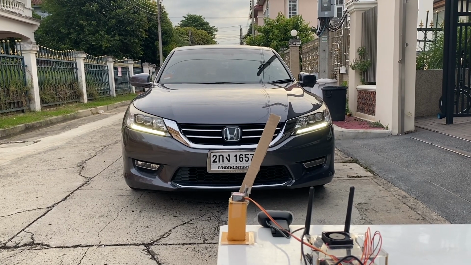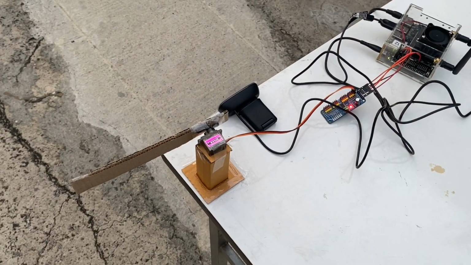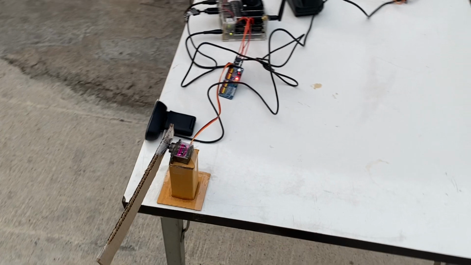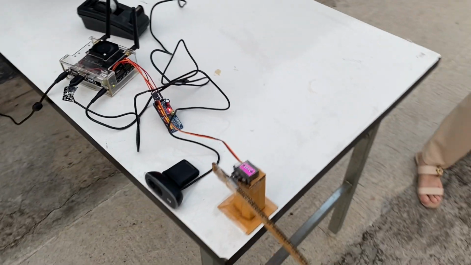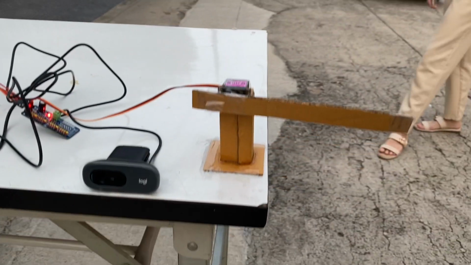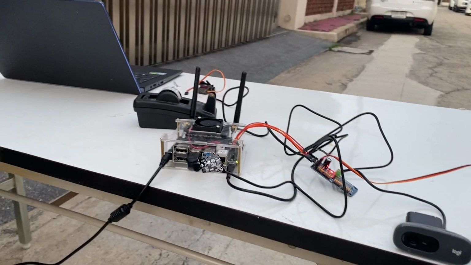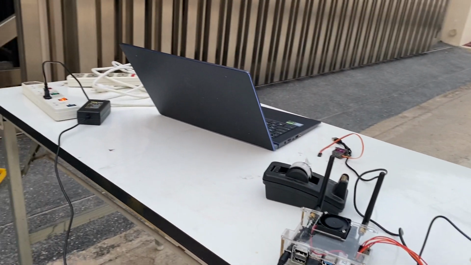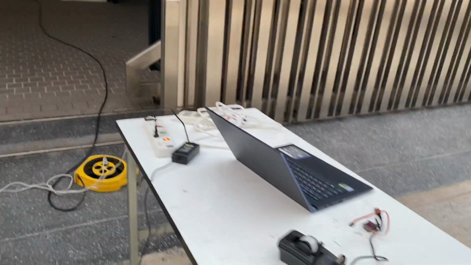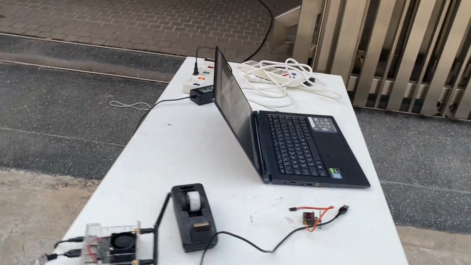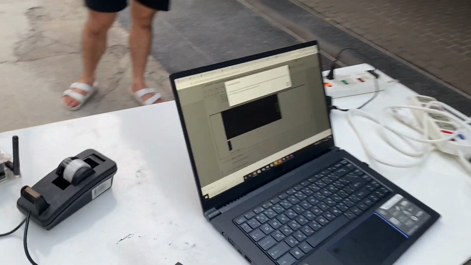Lastly is our setup. Our gate is connected to the servo motor, and the servo motor is connected to the servo motor driver. And both the driver and webcam are connected to the Jetson Nano. The Jetson Nano is then connected to our laptop, which just in this clip is not plugged in.